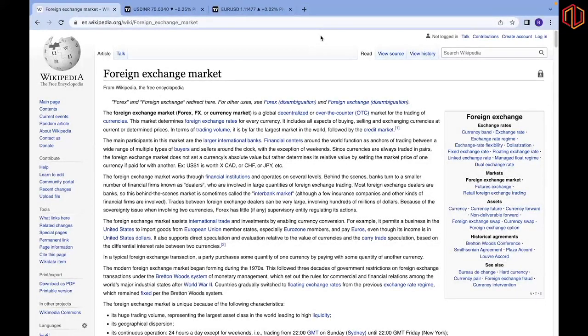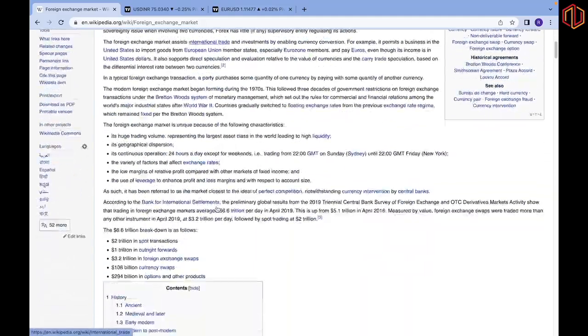Hi guys, let's look at the Forex market and try to understand in a bit more detail what this market is all about and how we can use this for trading. Now, if you go to Google and search for the foreign exchange market and open the Wikipedia page, this is the article that comes up.